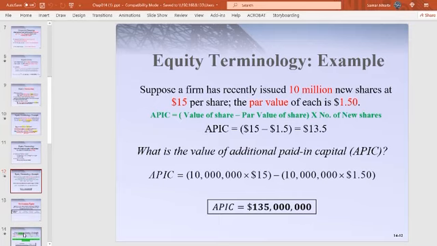As they do it here, they do it the same way. Instead of finding the difference before multiplying by 10, they multiply this one by 10, then this one by 10, and take the difference. This will give you the same answer, 135 million.